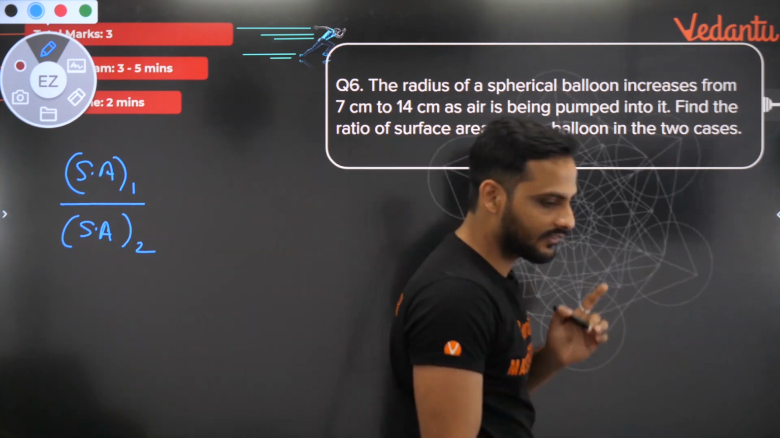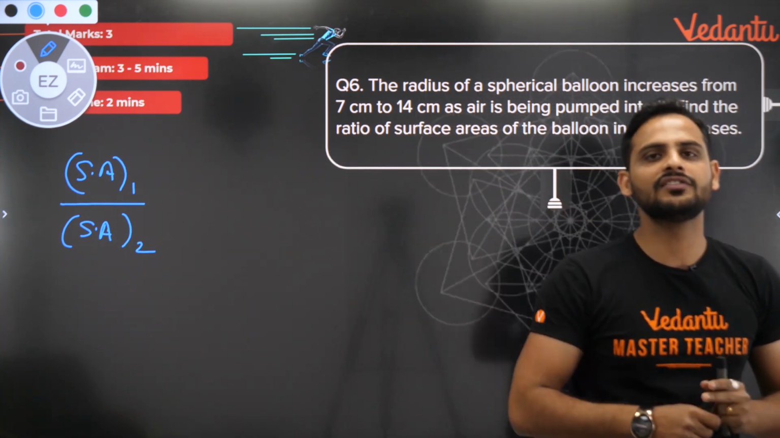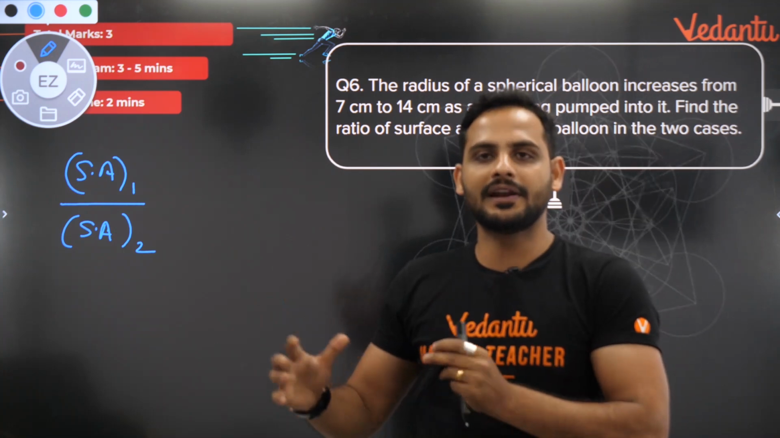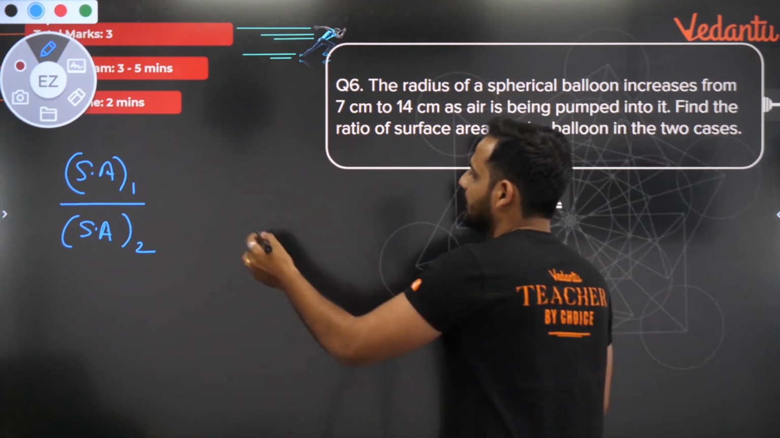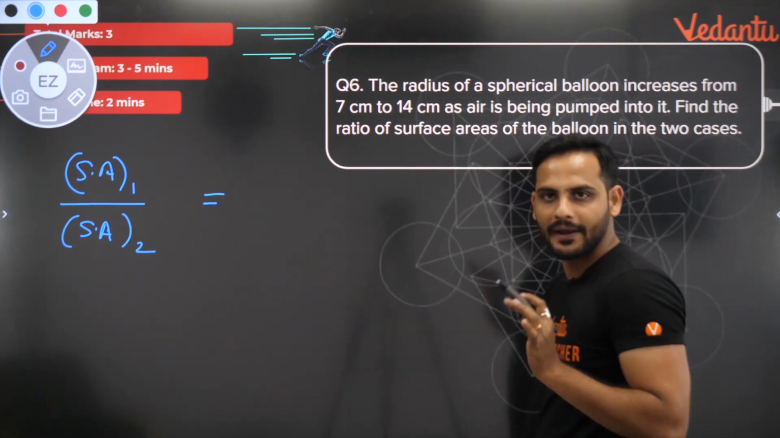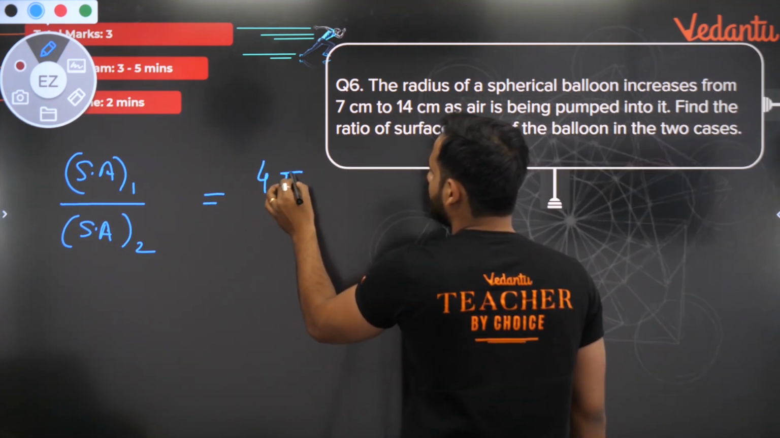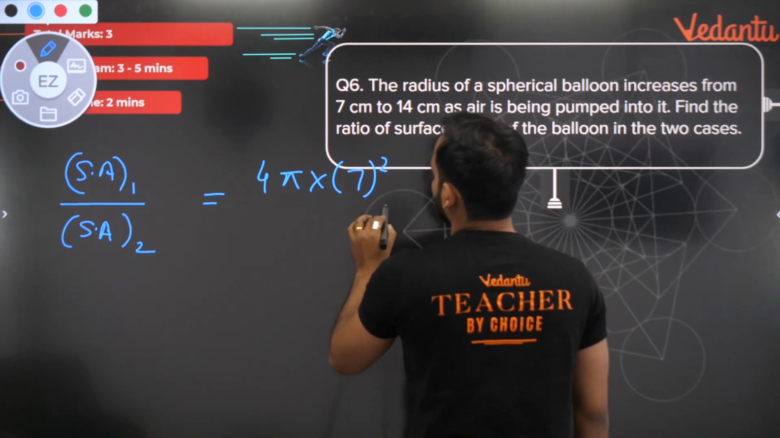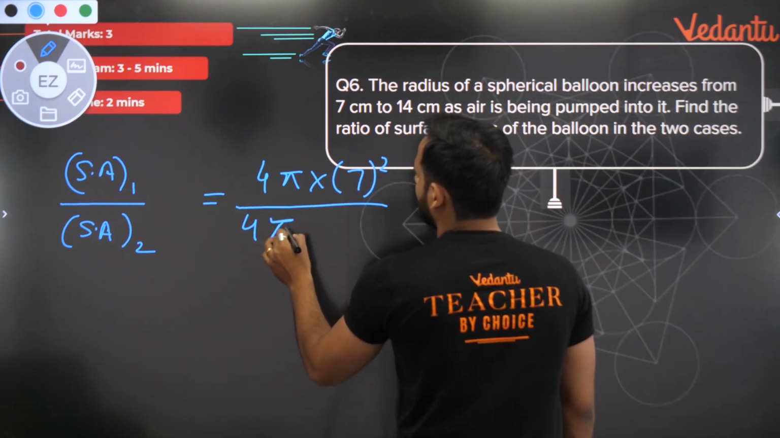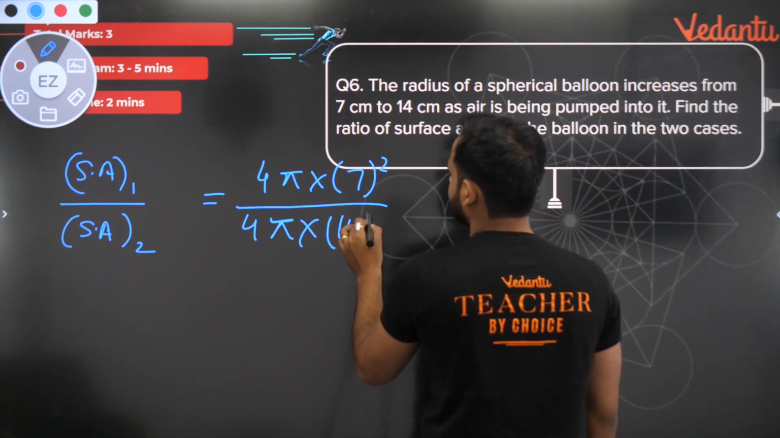But whenever they are asking you about the ratio, please do not find out the value separately and then divide, because something will get cancelled here. You will see the example here. The formula for surface area is 4 pi r square. So 4 into pi into radius, first time it is 7 centimeter square, and the next time it is 4 pi into 14 square.